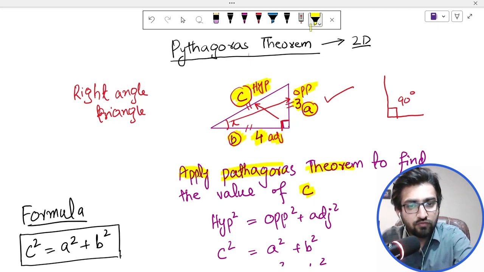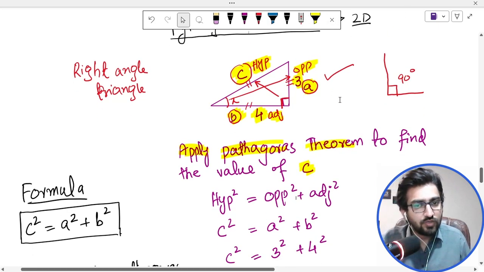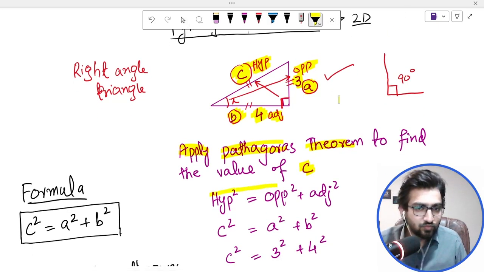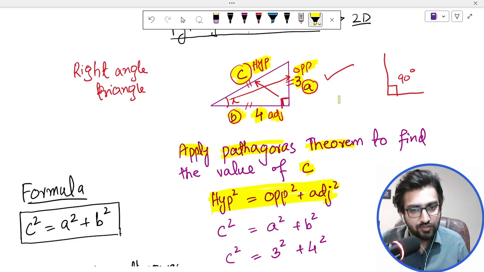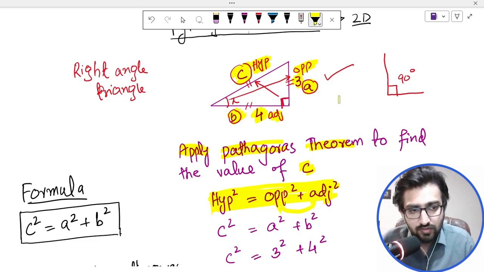Now let's discuss the formula of Pythagoras theorem. What is the formula? The formula is this one. This is the standard formula, but I will explain an easy way as well. This is the standard formula of Pythagoras theorem, that is hypotenuse square is equal to opposite square plus adjacent square. By the way, you can write this as well: hypotenuse square equals adjacent square plus opposite square. So it does not matter, you can flip these two because addition is commutative, right?